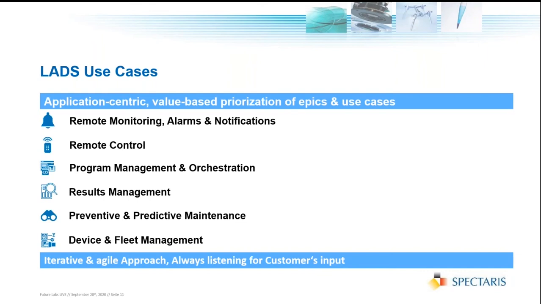But definitely very important use cases we will have from the beginning are, for example, remote alarms and notifications and remote monitoring, so that we can keep track of what the devices are doing. Of course, when we keep track of that, we also want to have the possibility to control them remotely. That can be just the change of a set point or even the management of programs that more complex devices have to orchestrate the workflows in these labs. We want to be able to retrieve and manage the results that come from that, but also, of course, make sure that all the devices are always in perfect order. So not only look at fleet management, but also at preventive and predictive maintenance.